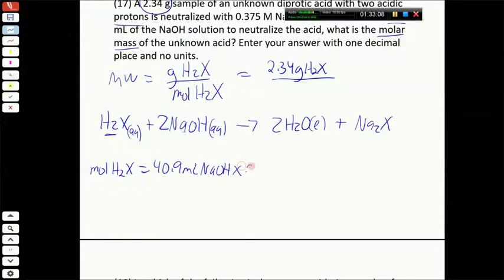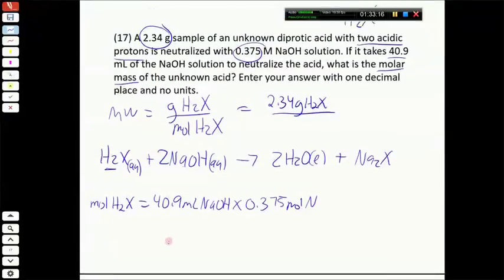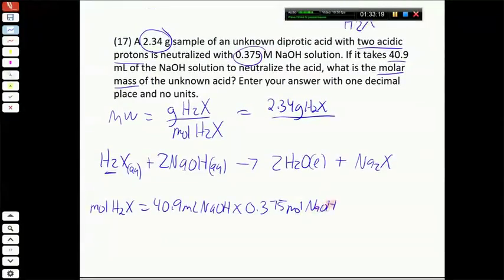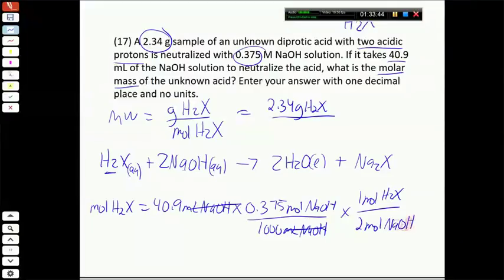We use the molarity once again to find moles of sodium hydroxide. So the molarity is 0.375 given to us in this problem, and that's moles per 1,000 milliliters or per 1 liter. I'm going to do it as 2 steps. So now we have moles of sodium hydroxide, and just like any other stoichiometry problem, once we have moles of one substance, we can find the moles of the other substance using the ratios, the coefficients. So there's going to be 1 mole of H2X present for every 2 moles of NaOH that we add in the titration, because it's a 1:2 ratio.